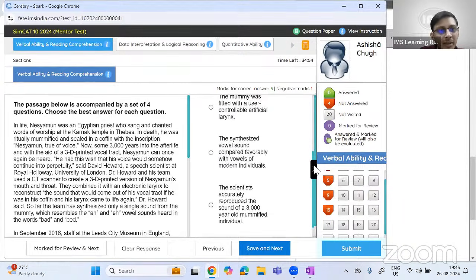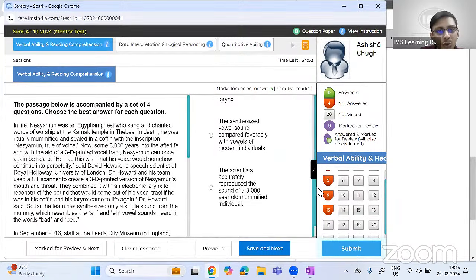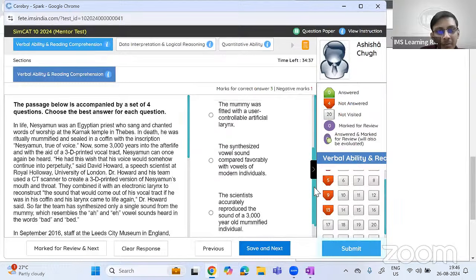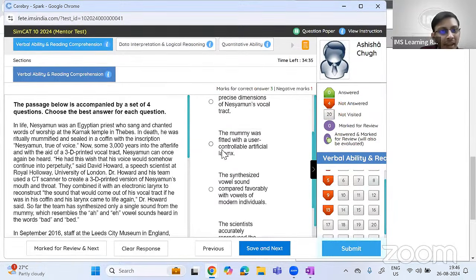Next one, the synthesized vowel sound compared favorably with the vowels of modern humans. I'm assuming that will be true because if it is not there for modern humans, why will it work for ancient ones? Accurately reproduce the sound of it. I guess it should be accurate also. So the logic is that if it's there for modern humans, it's there for ancient ones. So points 3 and 4 also, I think can be inferred. But why cannot 2 be inferred? I'll take a risk here.